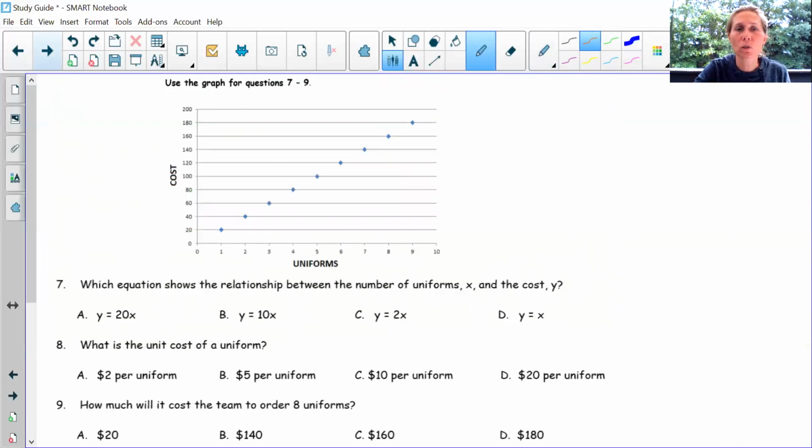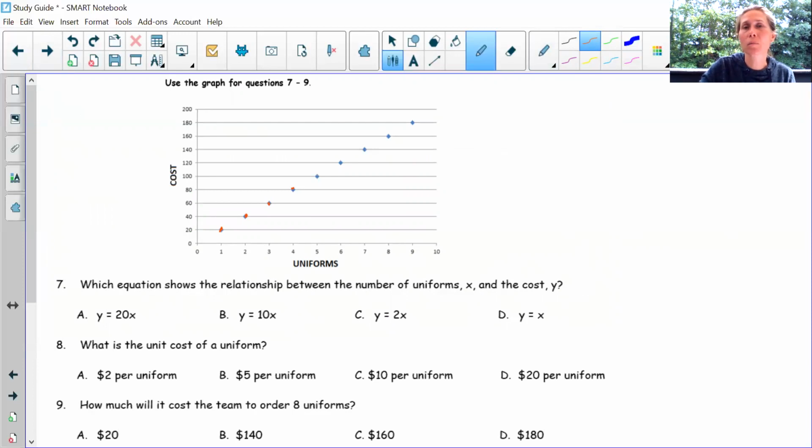Number 7. Which equation shows a relationship between the number of uniforms X and the cost Y? Well, let's look. 1 uniform costs $20. 2 uniforms cost $40. 3 uniforms cost $60. 4 uniforms cost $80.